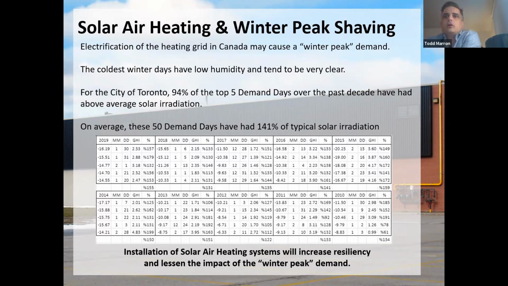Well, it's not exactly intuitive to imagine that on the coldest days of the year, you have a similar high solar energy production, but the truth of the matter is that is the case. So what happens is when it's super, super cold outside, the air is just not able to hold the humidity. So there's a real correlation between very cold days and very clear days.